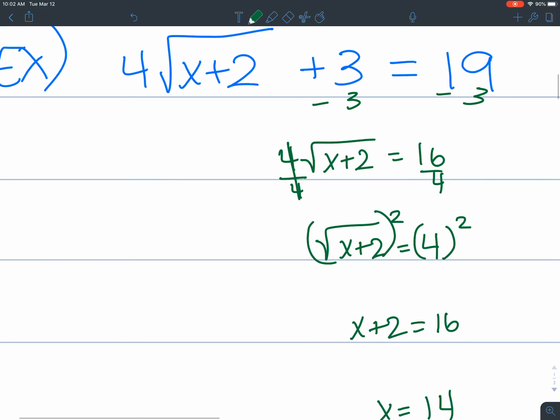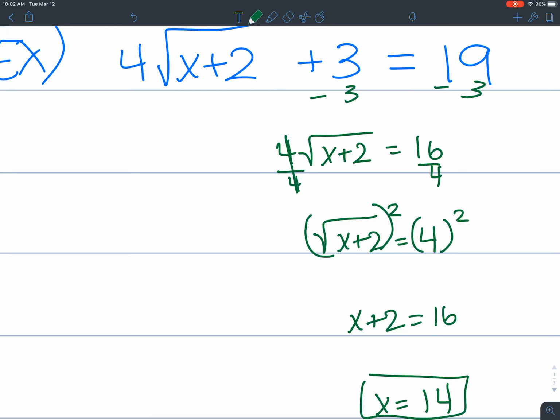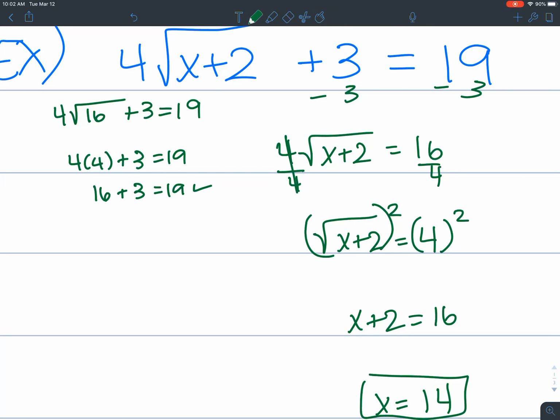So then let's go back and check to see if x actually is 14. So 14 plus 2 is 16. Okay, so 4 times square root of 16 is 4. So that's 4 times 4 plus 3. 16 plus 3 is 19. Yeah, that works.